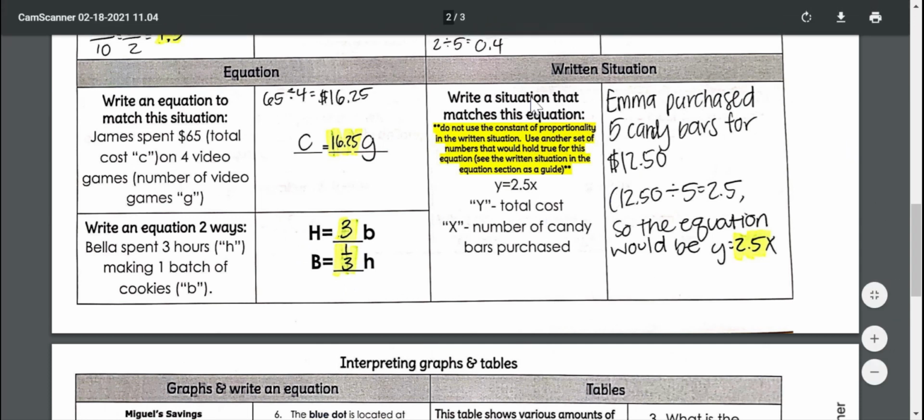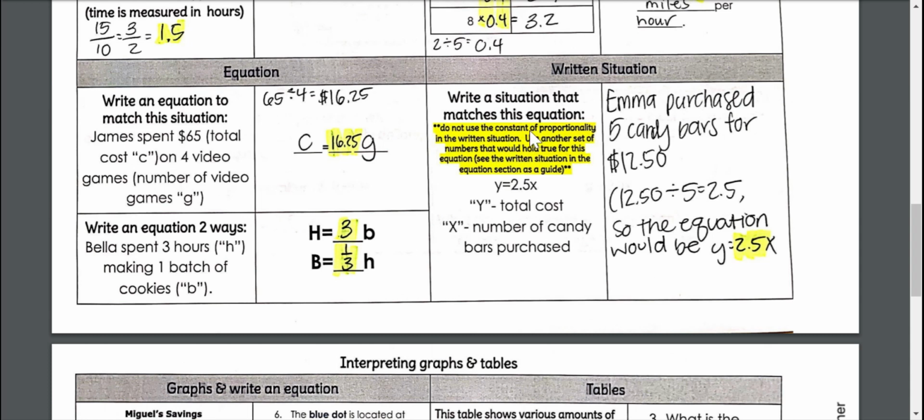All right, this one. So you might want to use the one that's given on the left as an example to help you. It says, write a situation that matches this equation. Do not use the constant of proportionality in the written situation. Basically, that's just saying we're not going to use 2.5. We have to use a different pair of numbers. Use another set of numbers that would hold true for this equation. See the written situation in the equation section as a guide.